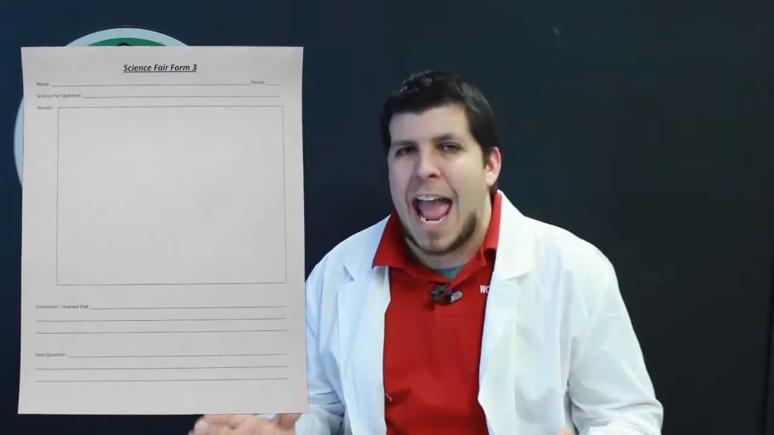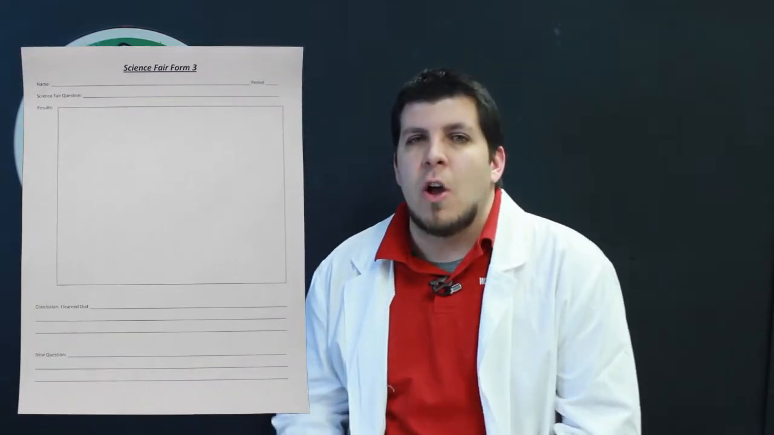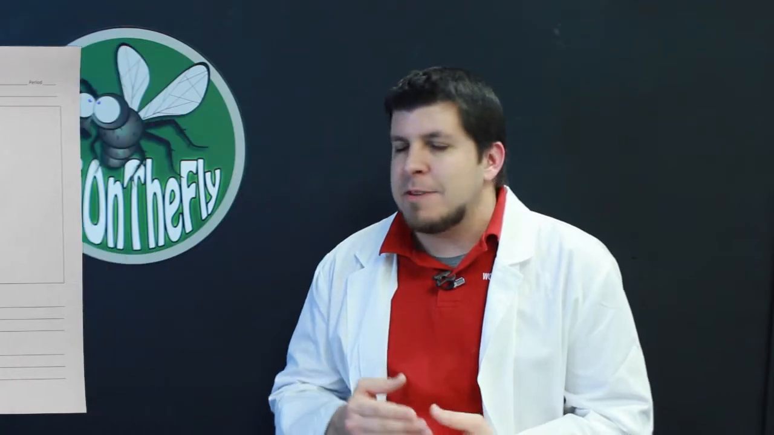Finally, form number 3 is all about the results. What happened? And that's exactly what results are. What happened? Give me the data, give me the bar graphs, the line graphs, the data tables. All of that goes in your results section. It's the meat and potatoes of this. That's what we're looking for. Give me the results. What happened?